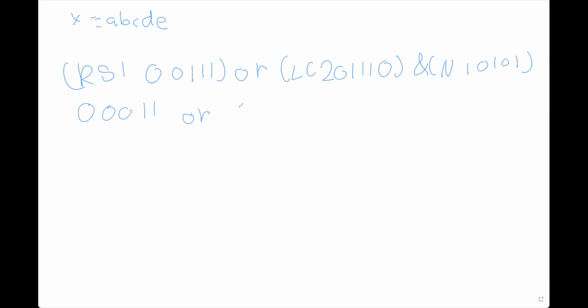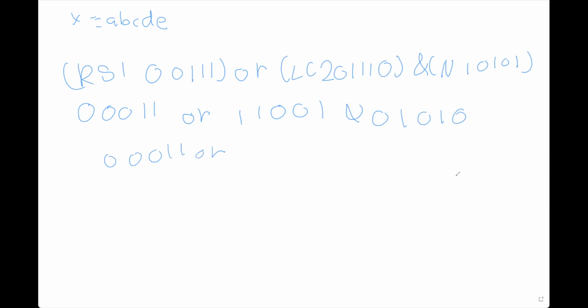R shift 1, so 0, 0, 0, 1, 1, or LC2, right? We're going to have the circle 2, 1, 1, 0, 0, and not, so it'd be the opposite, 1, 0, 1, 0. And then from here, what did I say? The and comes before the or in terms of order of operation.